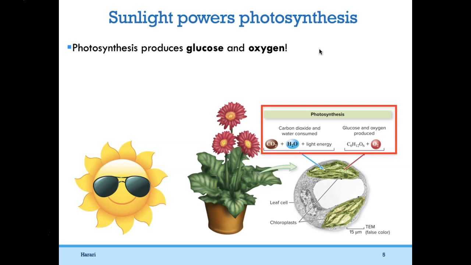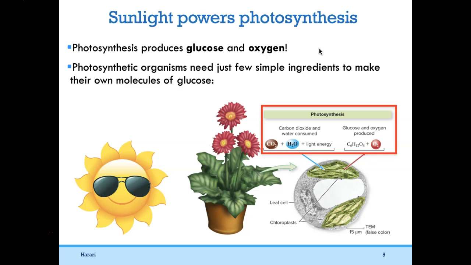All right, so photosynthesis produces glucose and oxygen. And photosynthetic organisms need just a few simple ingredients to make their own glucose. Sunlight is the first ingredient, perhaps the most important, right? Without the sun, none of us would be here. No plants would be here.